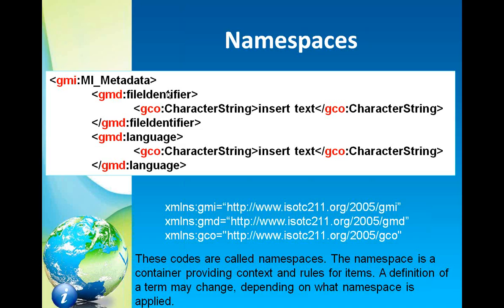You see here, file identifier, you have the opening and the closing. File identifier has a child called character string, which opens and then closes. And character string has content, which just says insert text here.